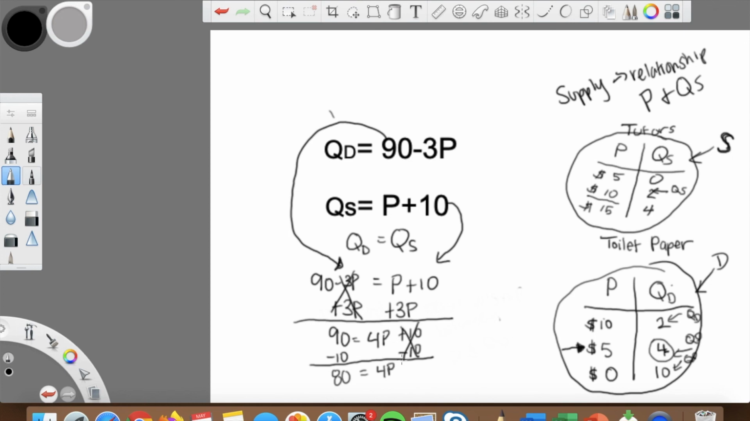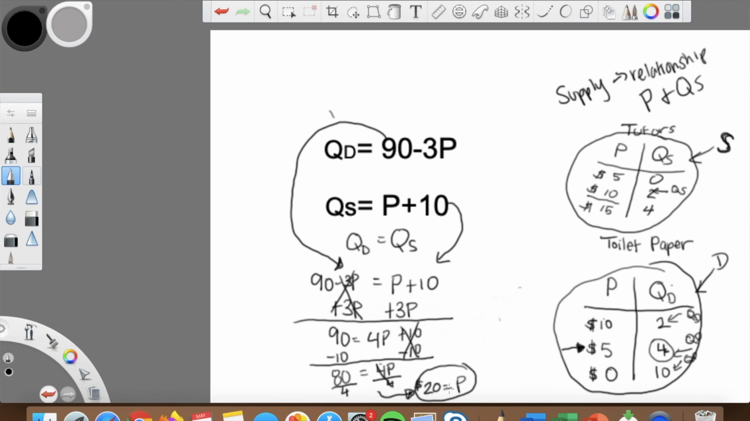Now I want to get P by itself, and I have 4P is equal to 80. So if I divide both sides by 4, then I can get P by itself. These will cancel out. 80 divided by 4, kind of running out of room here, 80 divided by 4, that's 20, and that is P. So we'll say my equilibrium price is going to be $20. Bam! I found my equilibrium price.